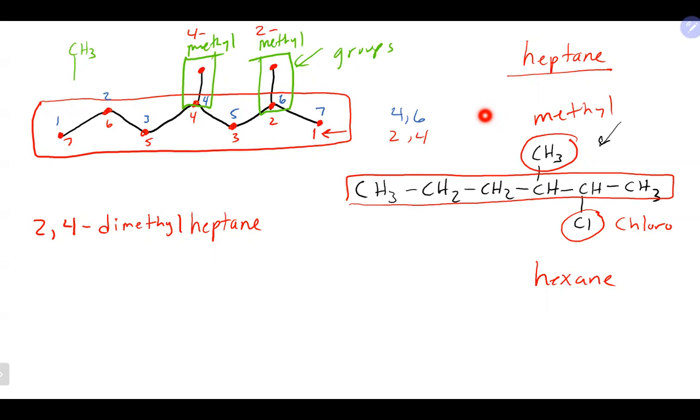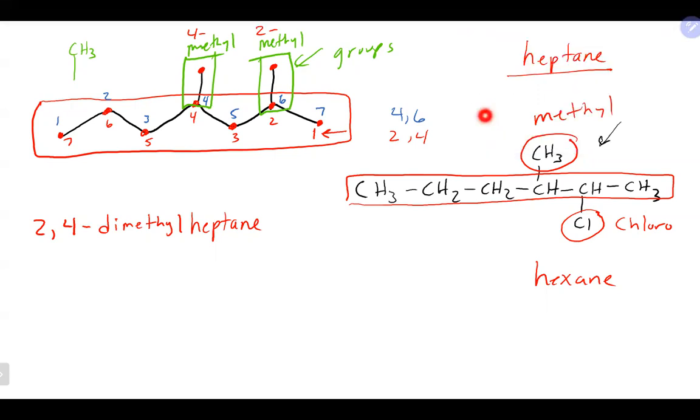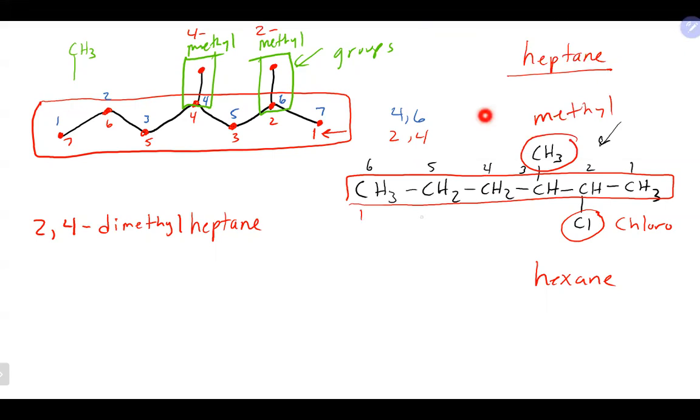Now, again, you can probably see which way you should number, but if we go right to left, 1, 2, 3, 4, 5, 6. If we go the other way there, 1, 2, 3, 4, 5, and 6.